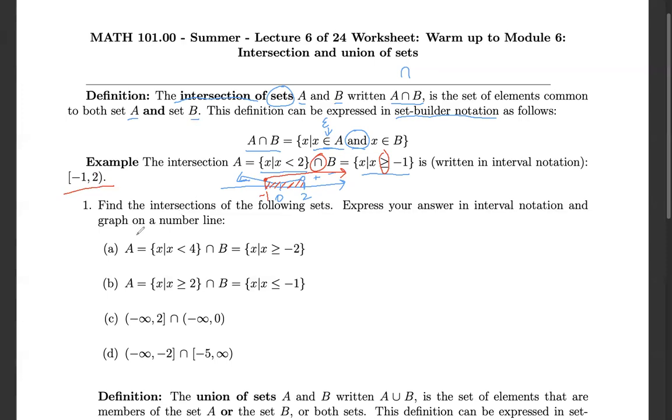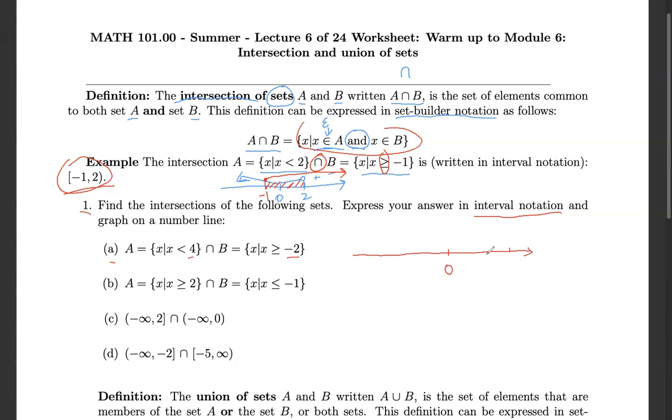Now let's see. Question 1. Find the intersections of the following sets. And we want to express in interval notation, right? So this is the interval notation. This is a set builder notation. Let's see A. So A is all the numbers less than 4. So let's graph it, because the graphing makes it obvious. We always mark 0. And what numbers do we need? We need 4 and -2.